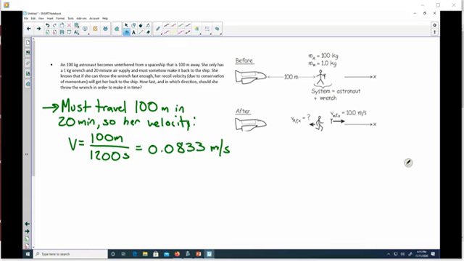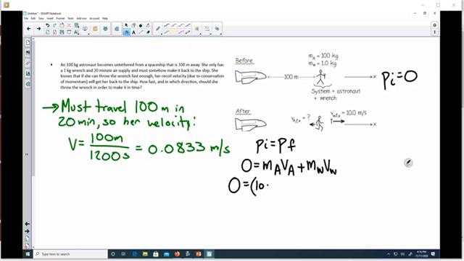So to determine how fast she has to throw the wrench, we can use the idea of the conservation of momentum. That momentum initial is going to be equal to the momentum final in this closed system. So just for the sake of the problem, we're going to say that the positive x direction is the direction that she's throwing the wrench.